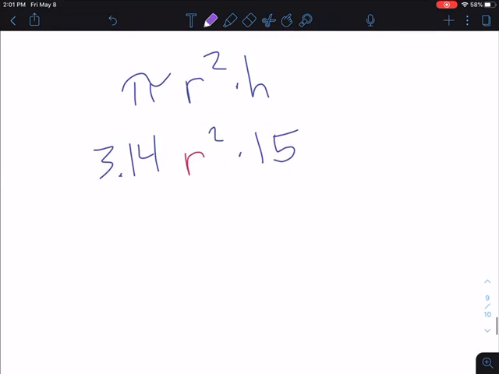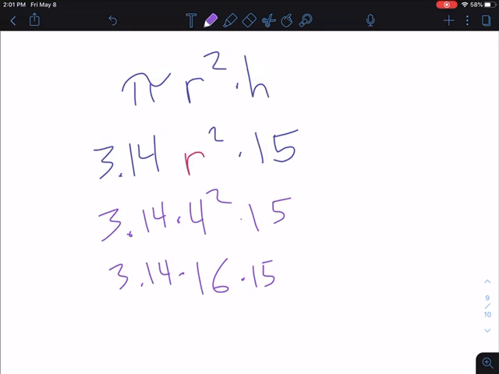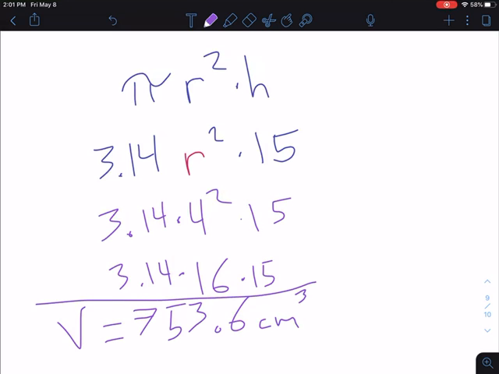So now we have what r is equal to, and we can write down 3.14 times 4 squared times 15. And let's solve. Let's just go for it. So 3.14 times, oh my gosh, I wrote it up there. How silly of me. Times 16 times 15. If you multiply those three numbers together, you will get the volume of the cup is equal to 753.6 centimeters cubed. And that is how much water Elena's cup can hold. There you have it. That is the answer.